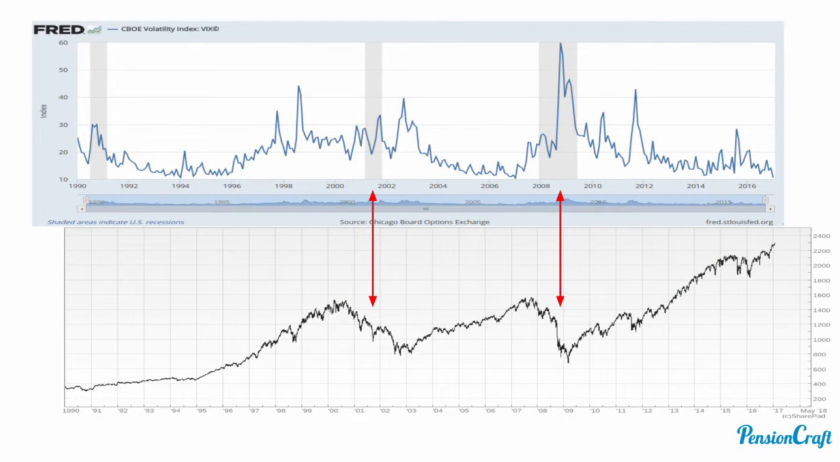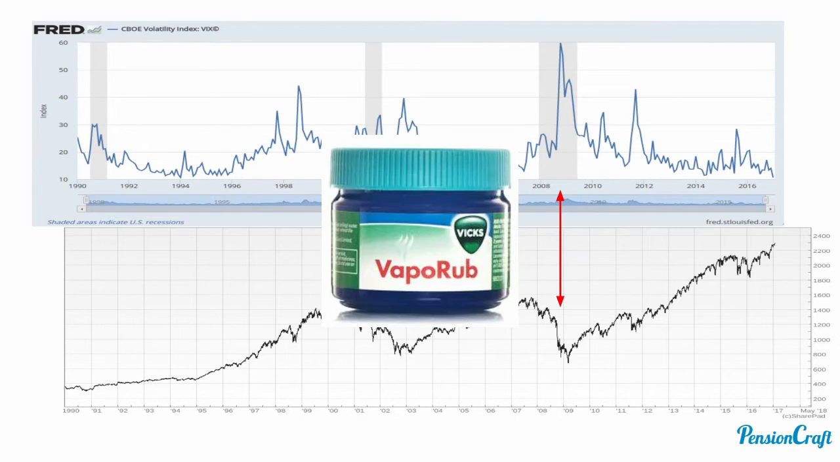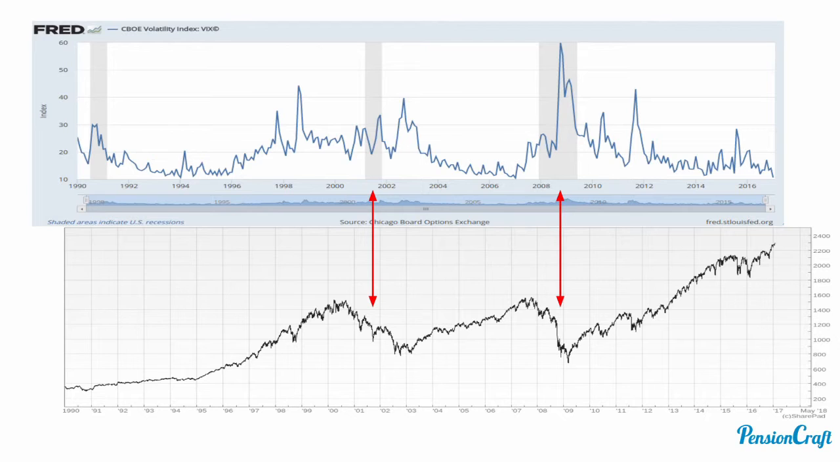A standard fear gauge in the US is called the VIX index. No, it's not the cold remedy. It's a measure of volatility for US stocks. This is the picture over the last 30 years. At the top is the VIX index. At the bottom is the S&P 500 stock index.